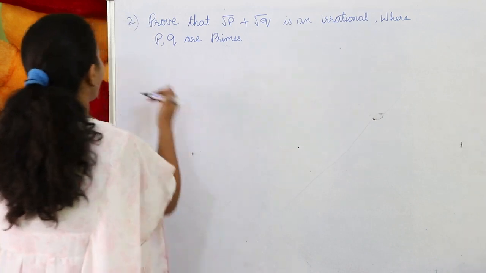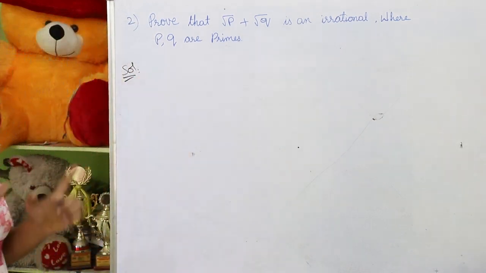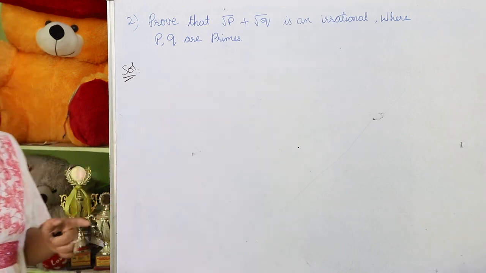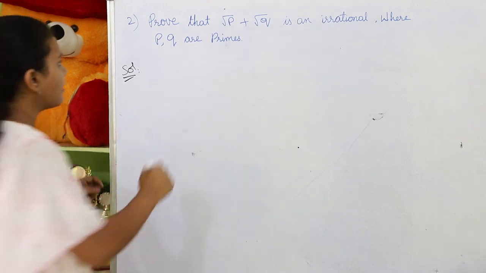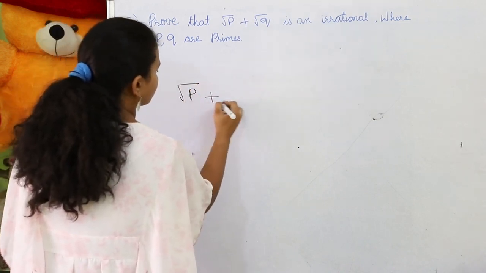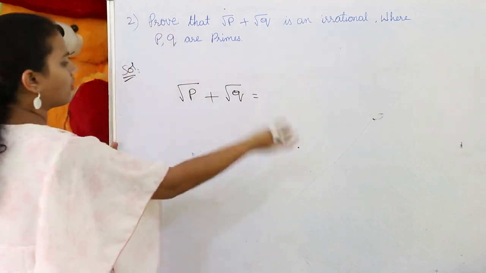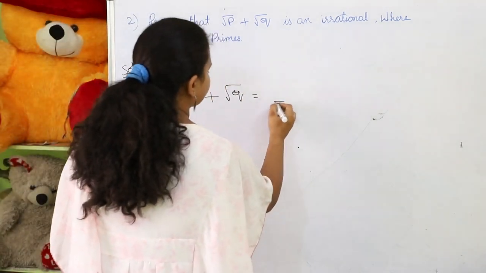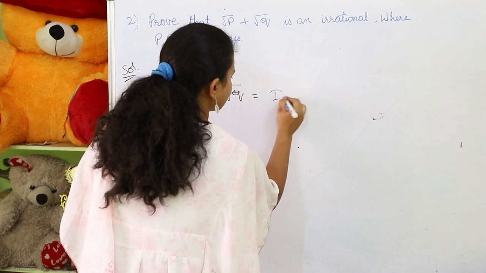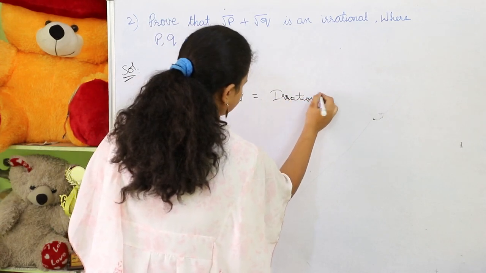Now what do you do, guys? As we know the basic rule, the sum of any two irrational numbers is always an irrational number. Means here let us assume root P plus root Q. We know that root P is an irrational number and root Q is an irrational number. So the result will be an irrational number, right?